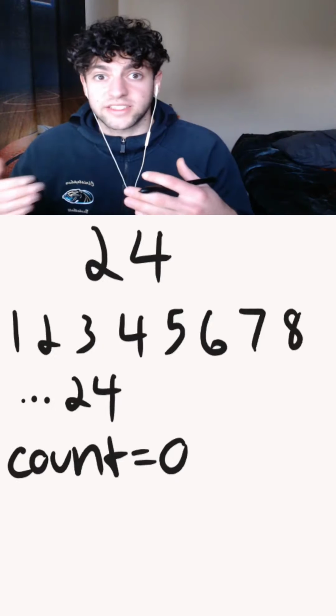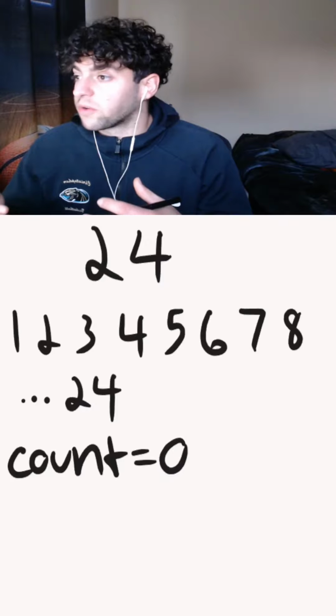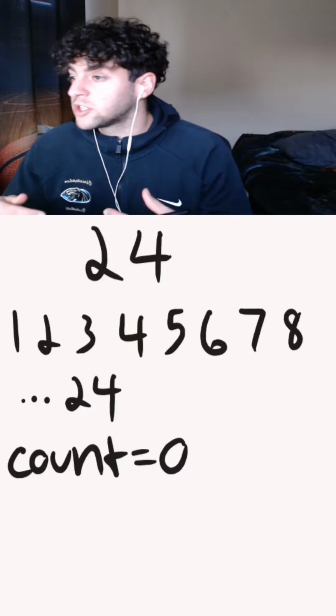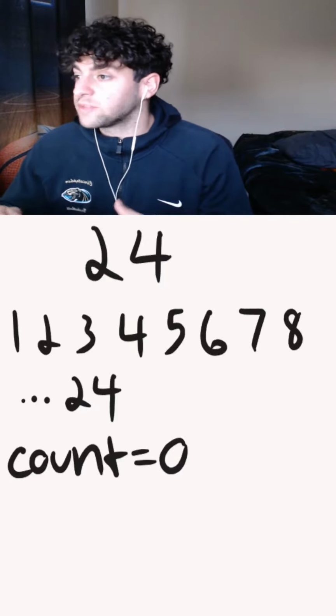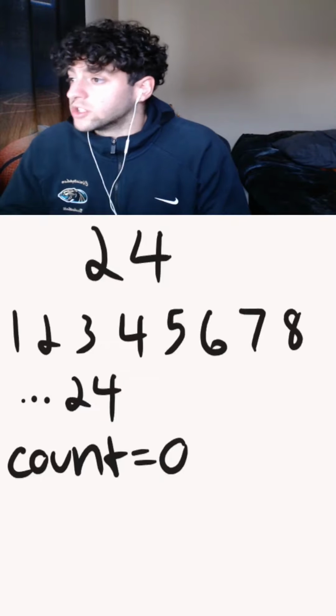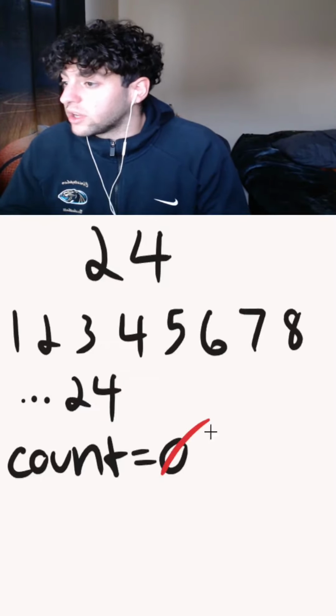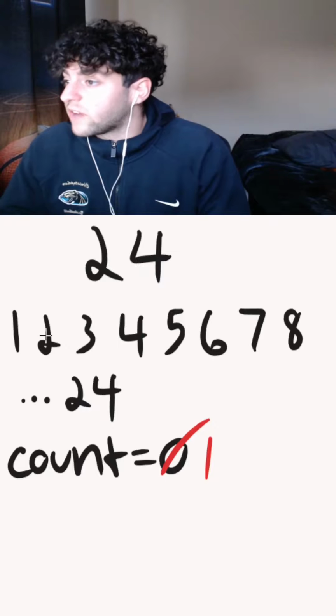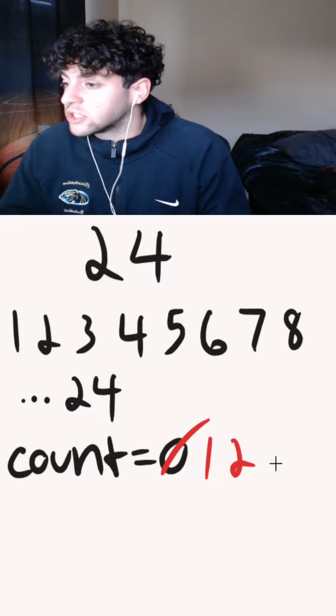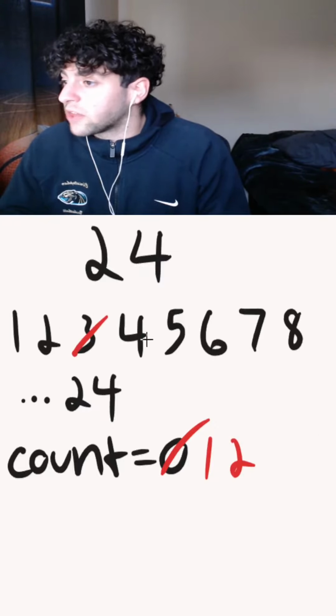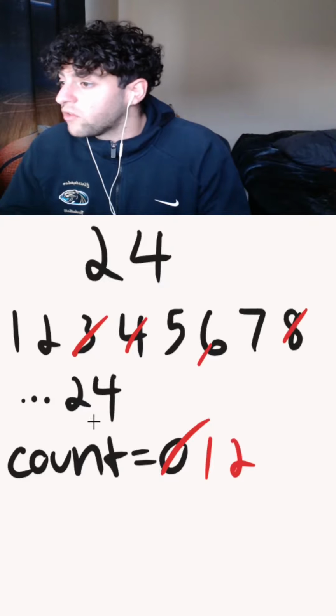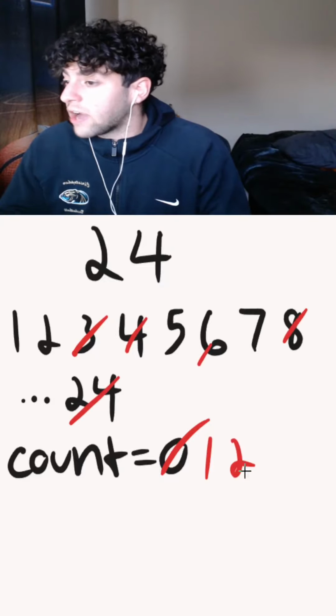Let's take 24 as an example. If we want to count the number of divisors 24 has, we can loop through numbers 1 up to 24 and check if 24 divides by those numbers evenly. So we start at 1. 24 divides by 1 evenly, so we'll increase our divisor count by 1. 24 divides by 2 evenly, so we'll increase our count by 2. And if we go down the loop, 24 divides by 3, 4, 6, 8, 12, and itself evenly. So at the end, our count will be 8.